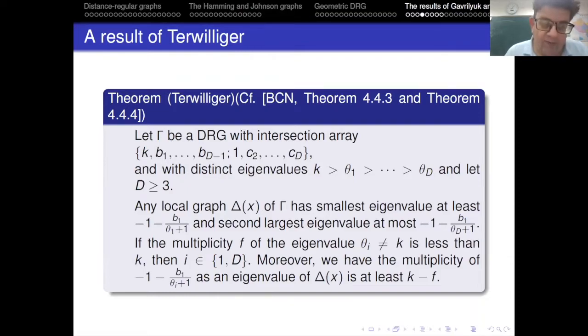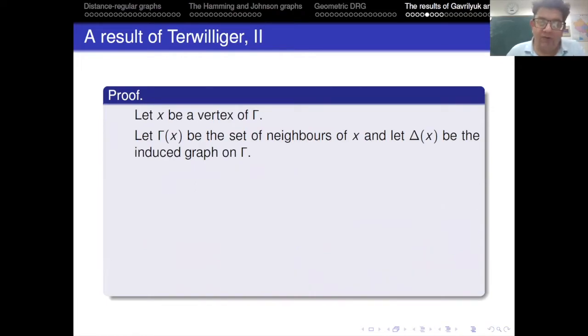And moreover, if the multiplicity f of the eigenvalue theta_i is less than k, then i must be 1 or d. We must have that the corresponding -1 - b_1/(theta_i + 1) as an eigenvalue of Delta(x) has multiplicity at least k - f. So we get that this eigenvalue gets large multiplicity if f is sufficiently smaller than k. So how do you prove this? This is not so difficult.